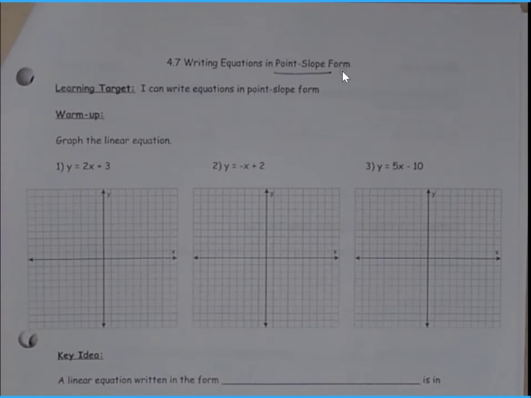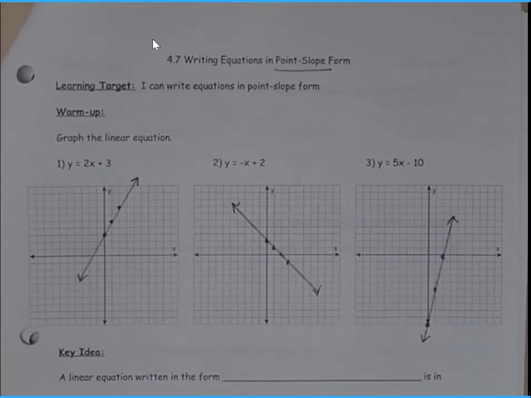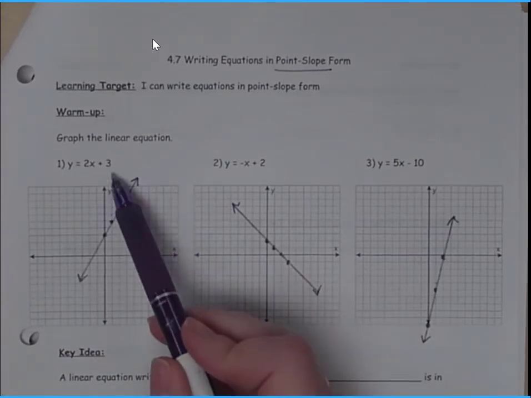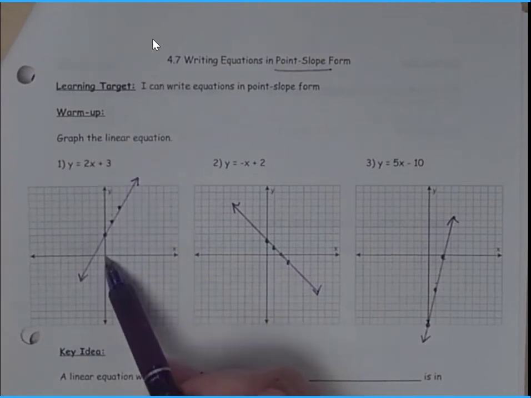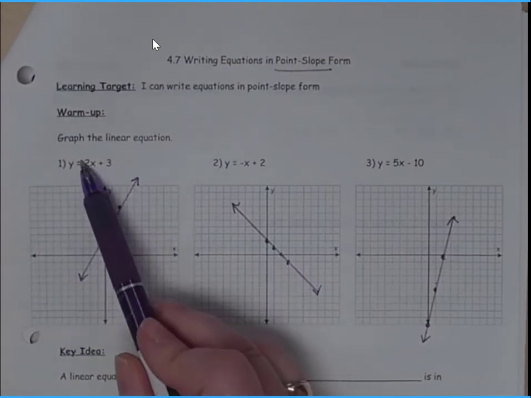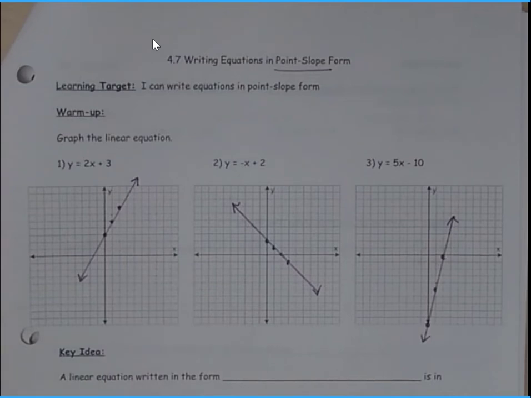Graph your linear equation. When you're done, check your work. Go ahead, hit pause, and I'll see you in a second. All right, so your line should look like this. Remember, y-intercept, slope, up 3. My y-intercept, my slope is 2 over 1, up 2 over 1. So your graphs should look like this.